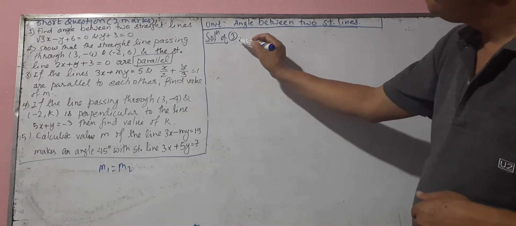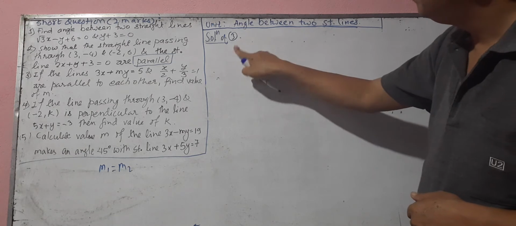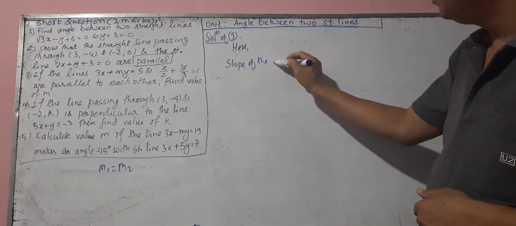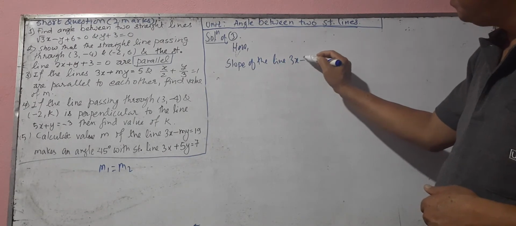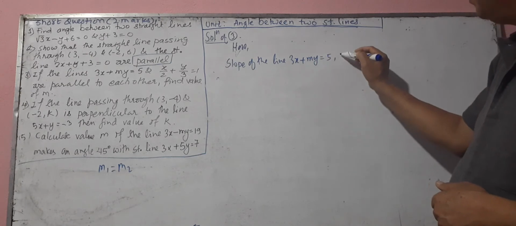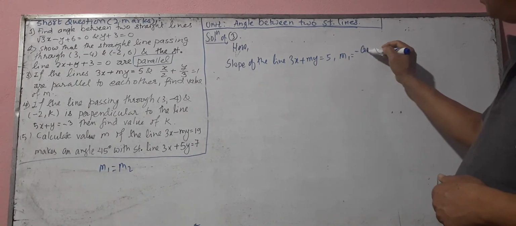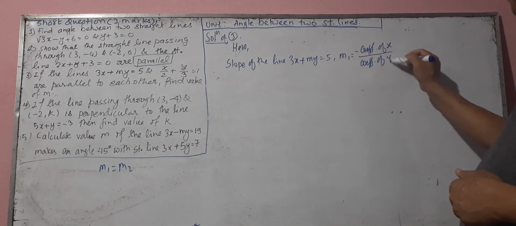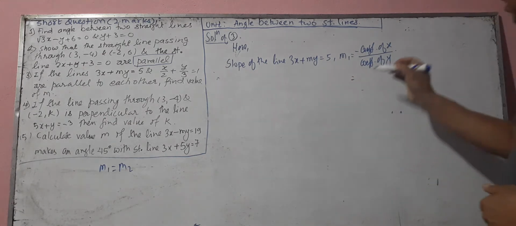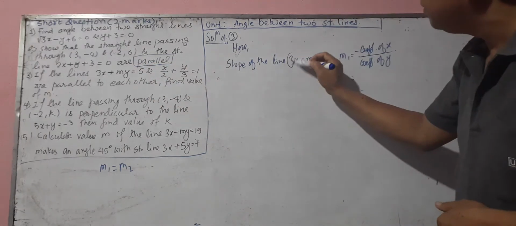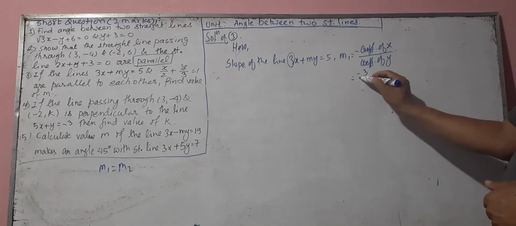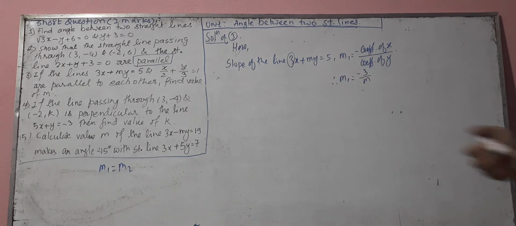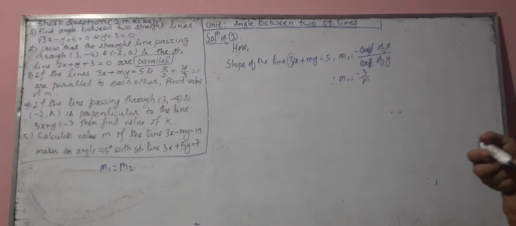So here, again, we find the slope. Slope of the line 3x + my = 5. Let it be m1 equal to minus coefficient of x divided by coefficient of y. The coefficient of x is 3, and the coefficient of y is m. So therefore the slope of the first line is m1 equal to -3 by m.